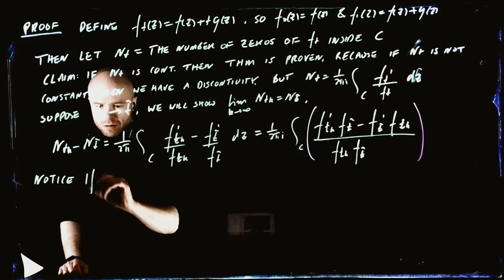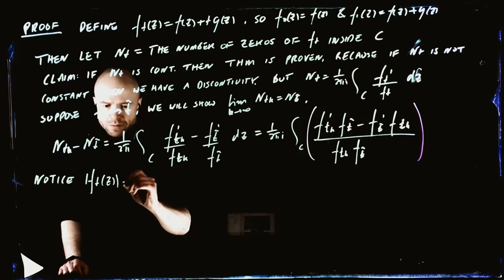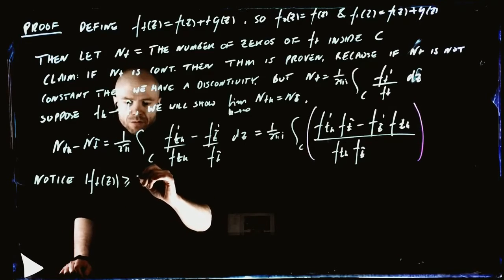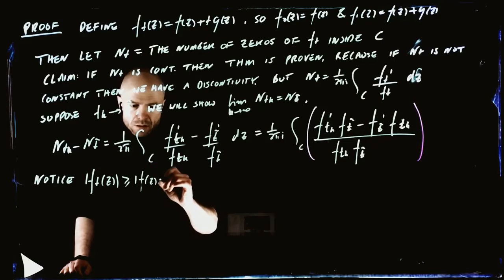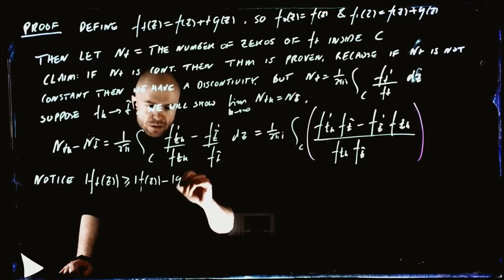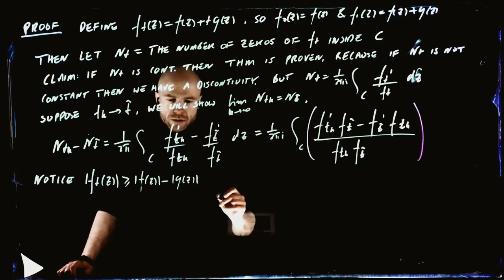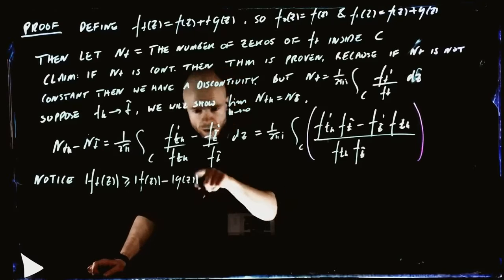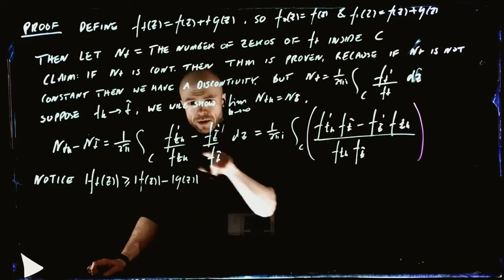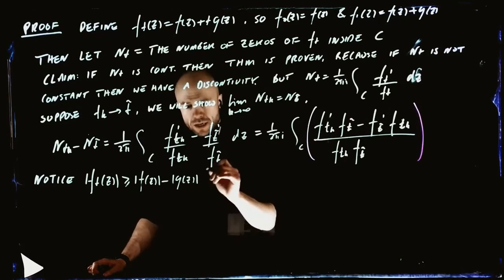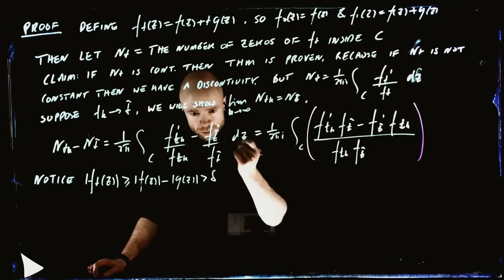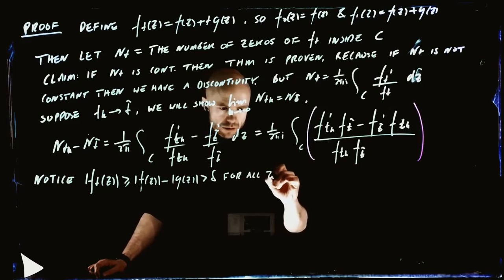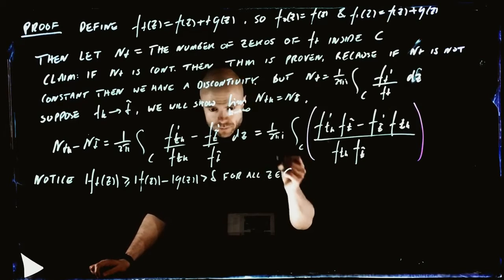So notice that the absolute value of f_t of z is bigger than or equal to the absolute value of f of z minus the absolute value of g of z. And this thing, by hypothesis, is always bigger than 0, and it's a continuous thing, and it's on a closed set, so this is actually bigger than some small delta for all z on the curve C.